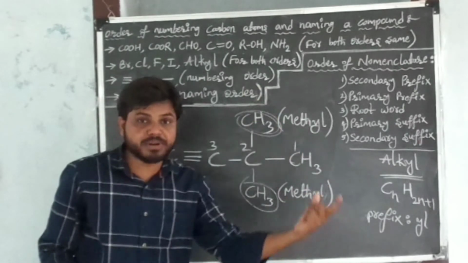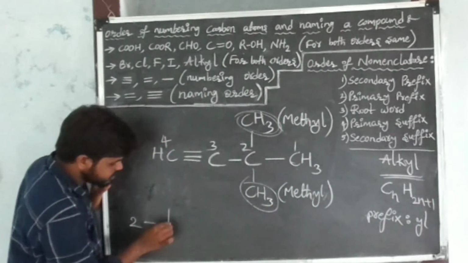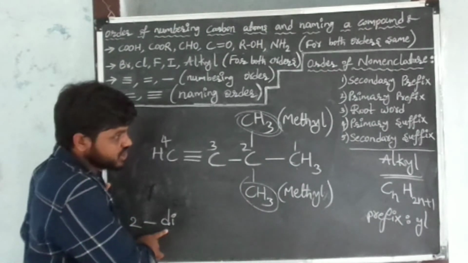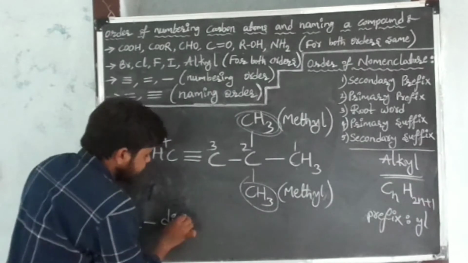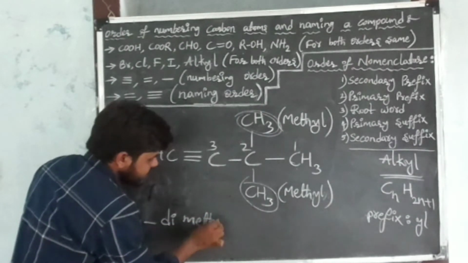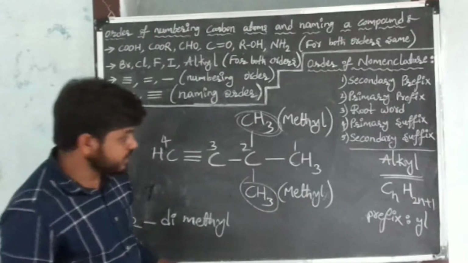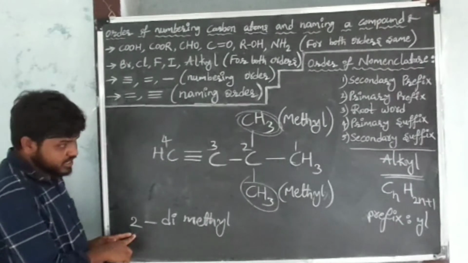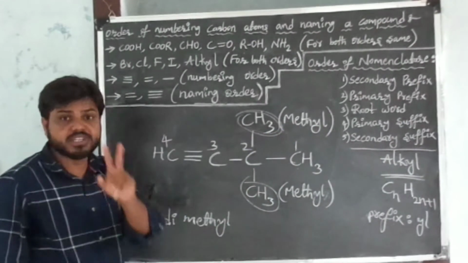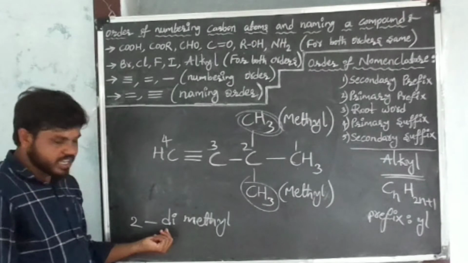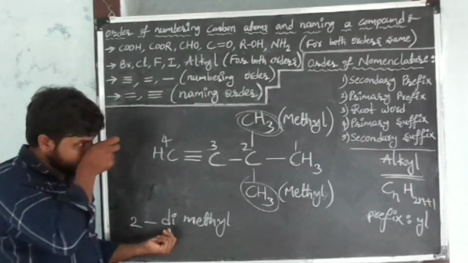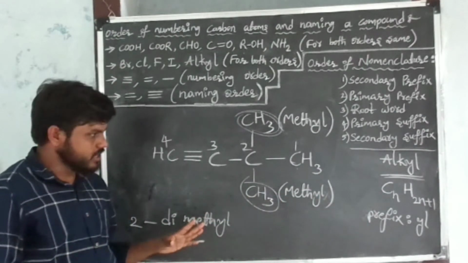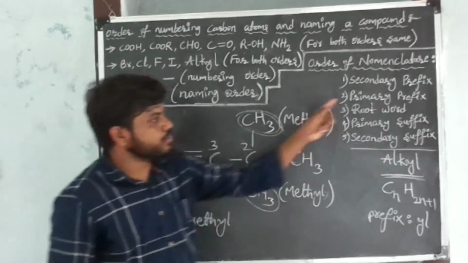First write the numerical prefix for 2 times. The numerical prefix of 2 times is di. After writing the repetition number, take the prefix of methyl, that is methyl. I am repeating: first write the secondary prefix position, which is 2. This methyl is repeating 2 times, the numerical prefix is di, I wrote that. After writing the numerical prefix, write the prefix of methyl, which is methyl. I wrote that. After writing the prefix, take the primary prefix.